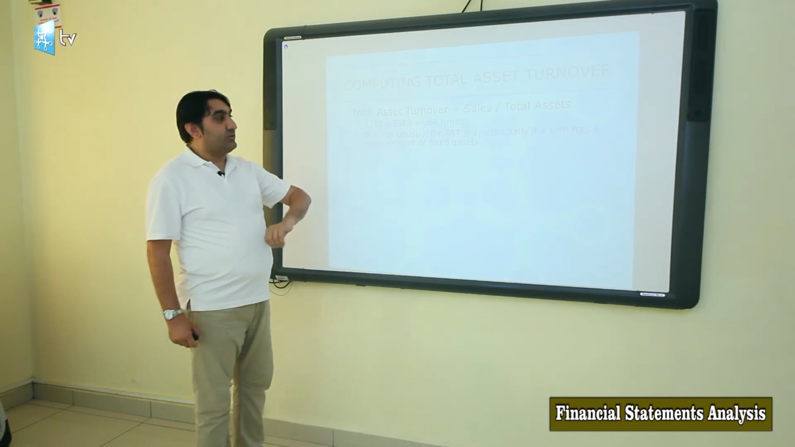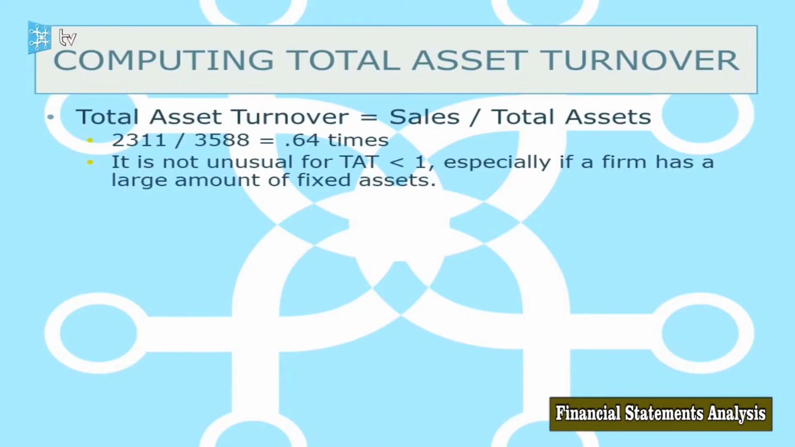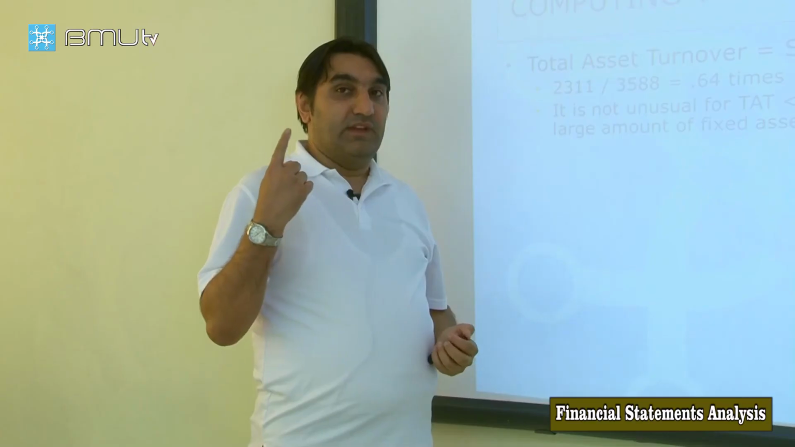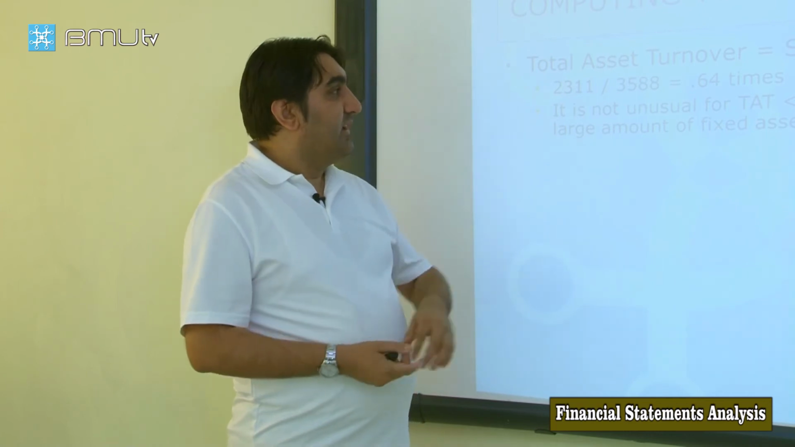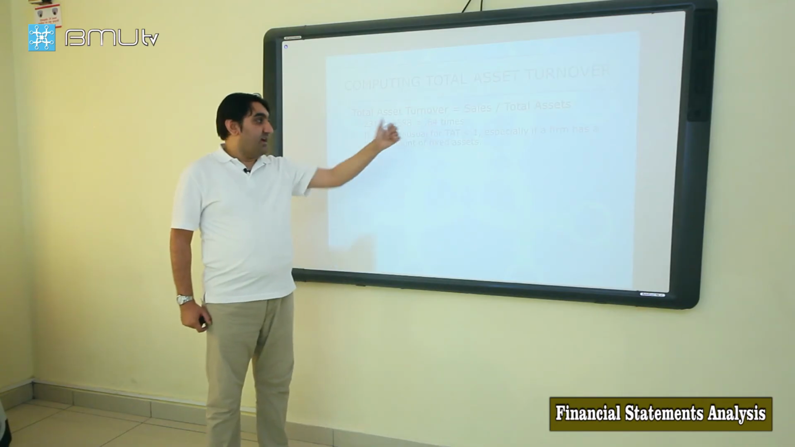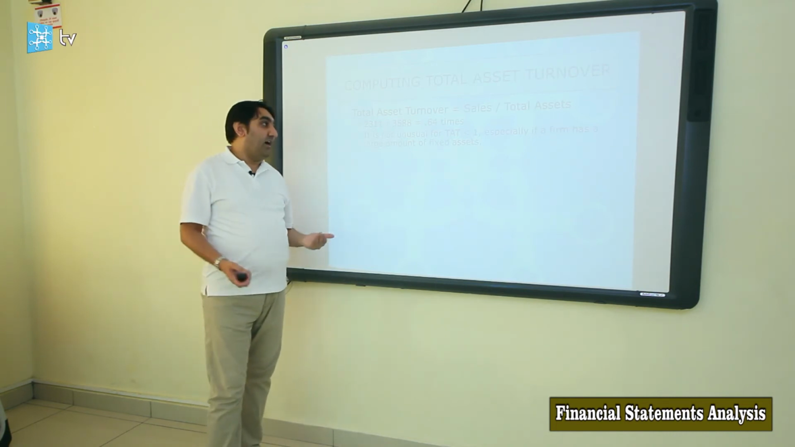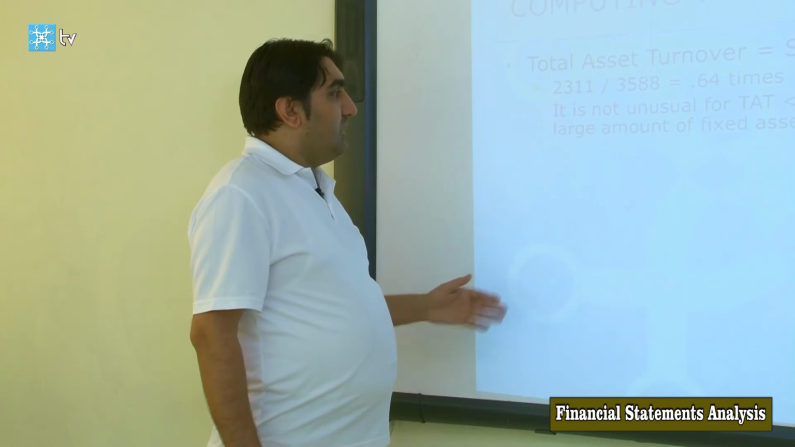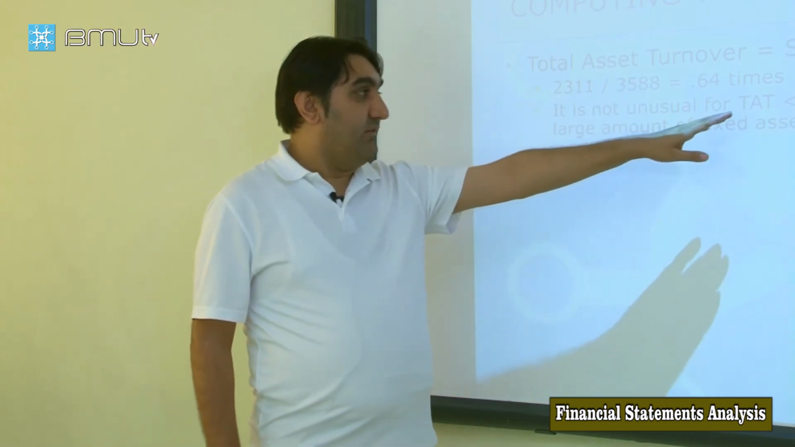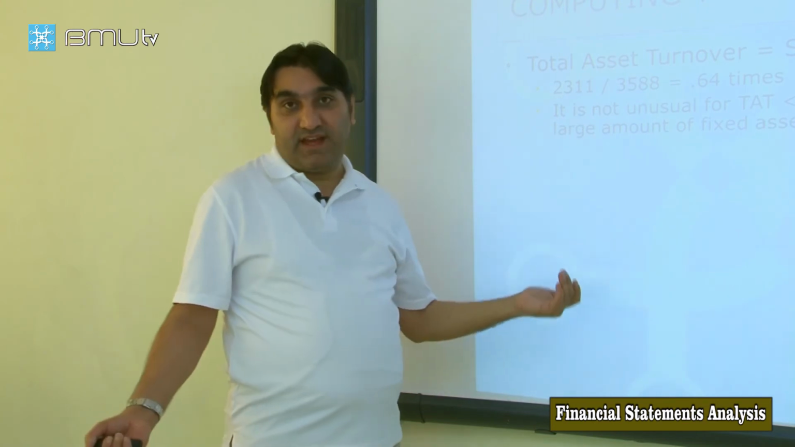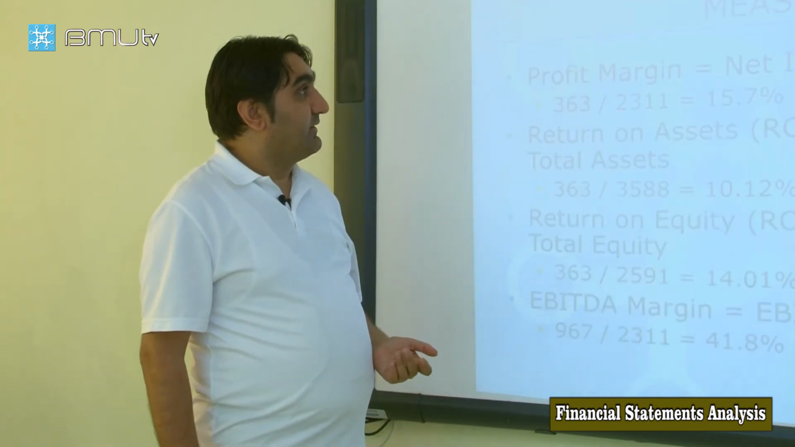Next ratio is total asset turnover. Inventory and receivables are short-term current assets. The same logic we may apply to total assets. It's calculated as sales divided by total assets. That's 0.64 times. It shows that $1 of our total assets has generated 64 cents in sales. Of course, it's better to have this ratio higher. It's not unusual for total asset turnover to be less than 1, especially if a firm has a large amount of fixed assets. It is normal for these companies.